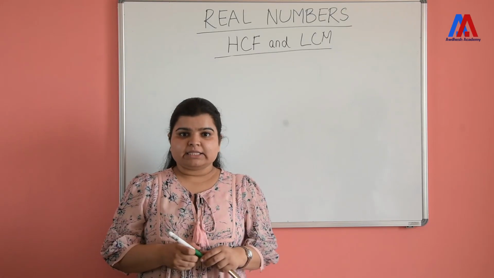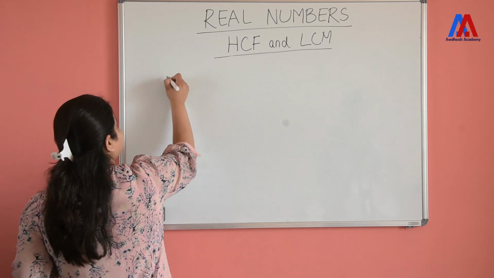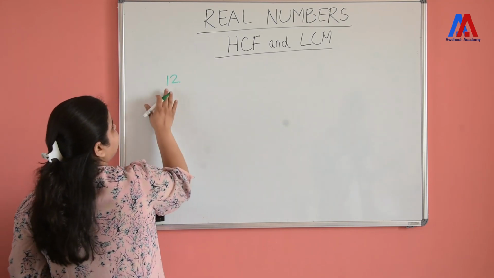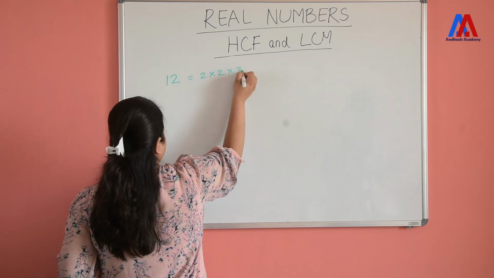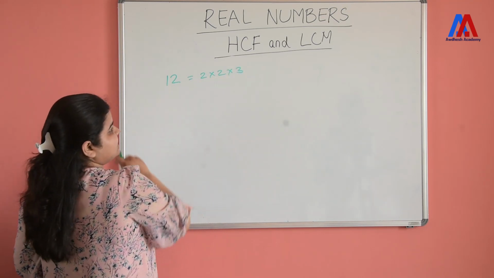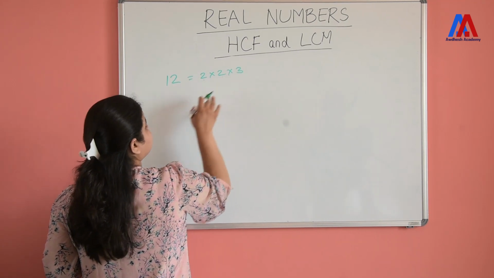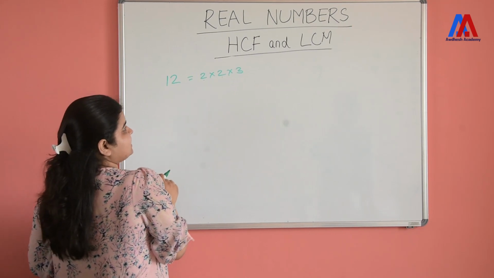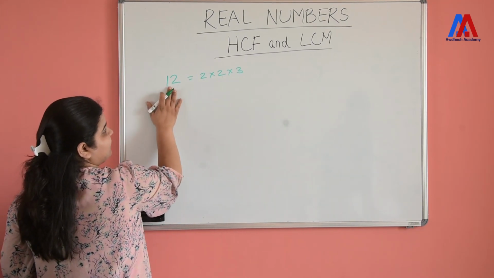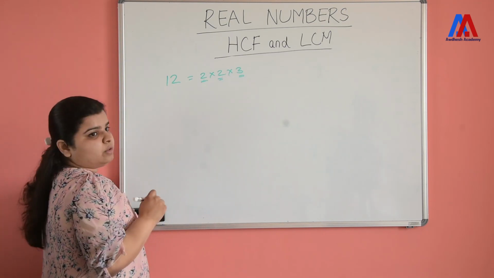Now let me explain this using an example. So let's take 12 again. The prime factorization of 12 was 2 into 2 into 3. Now this theorem states that you may change the order of the prime numbers, but the prime numbers will remain the same. That is, the prime factorization of 12 will have two 2's and one 3 no matter what.